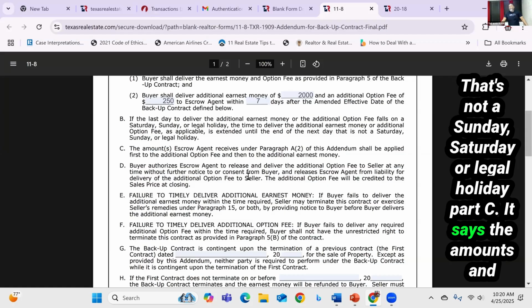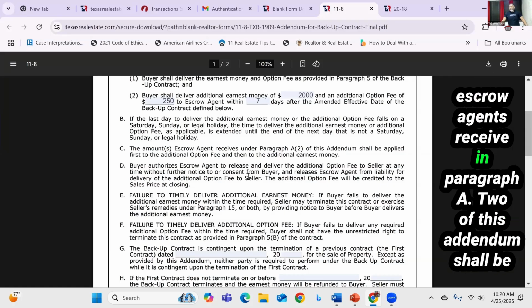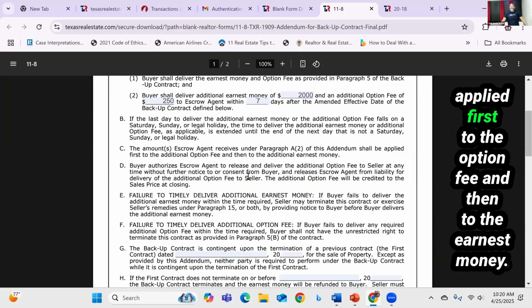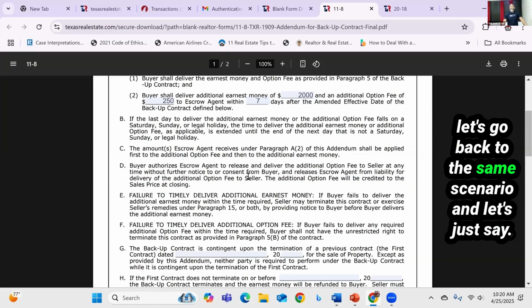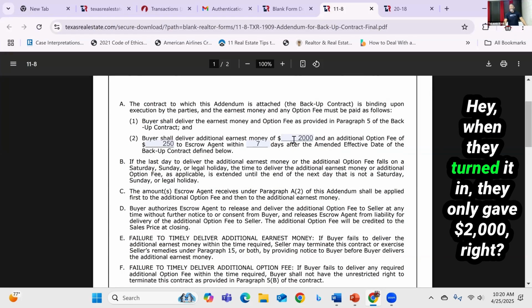Part C says the amounts an escrow agent receives under paragraph A2 of this addendum shall be applied first to the option fee and then to the earnest money. This is again like the contract. Everything you turn in at first, let's go back to the same scenario. And let's just say, hey, when they turned it in, they only gave $2,000, right?